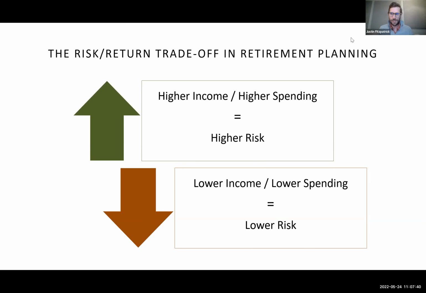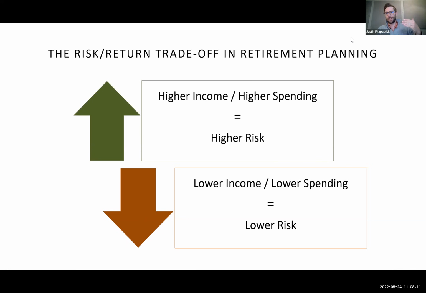So this is very intuitive. I'm sure everybody understands this trade-off, but it's crucial to the development of retirement income plans for clients, right? Because we want to find a place where both their needs are met and their comfort with the risk that their retirement income plan has are matched ideally, or find the right balance.